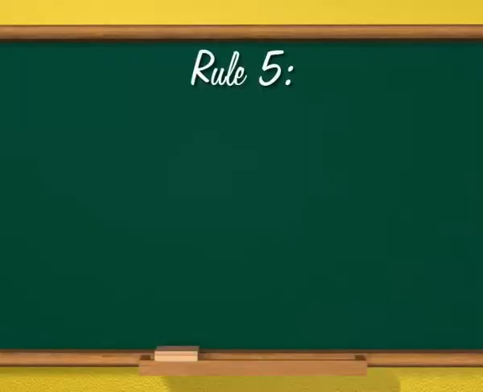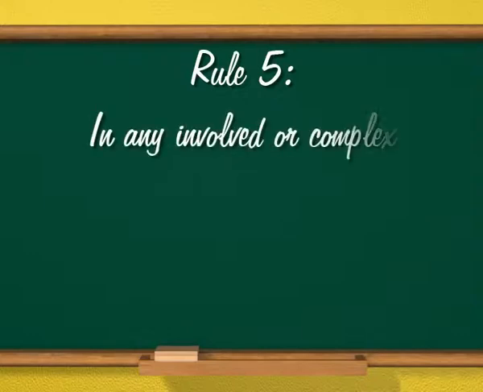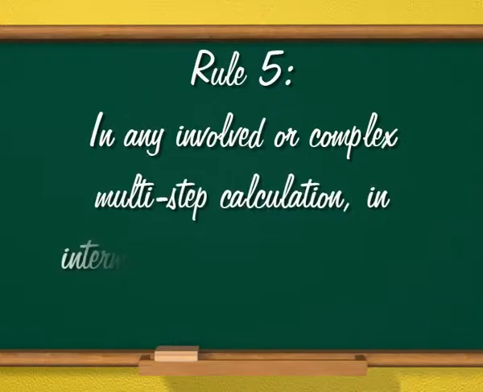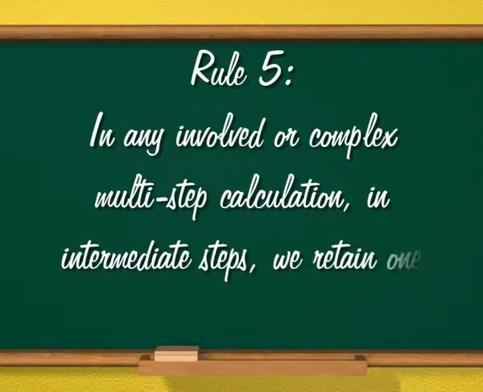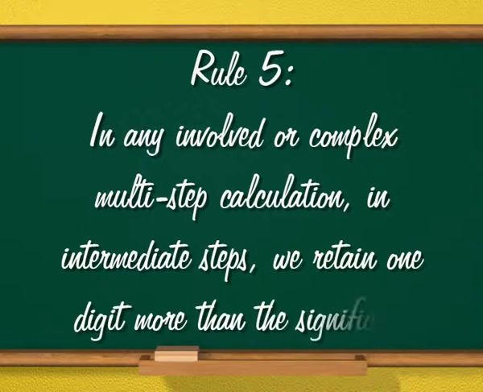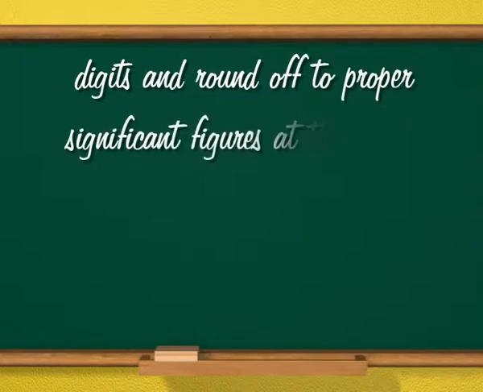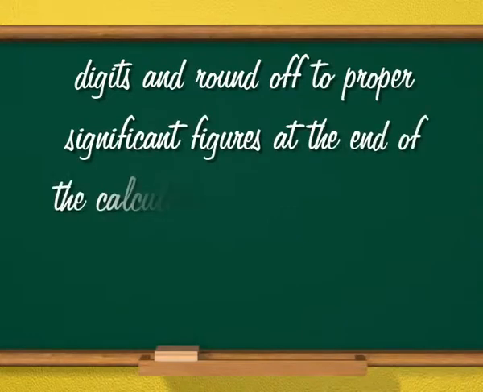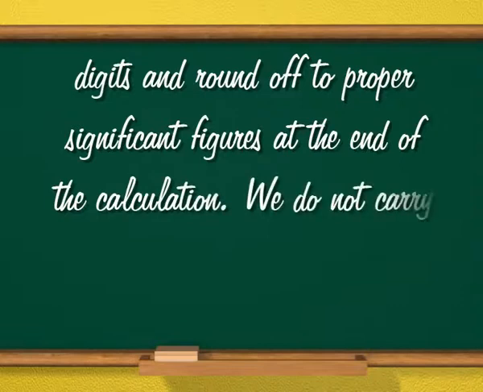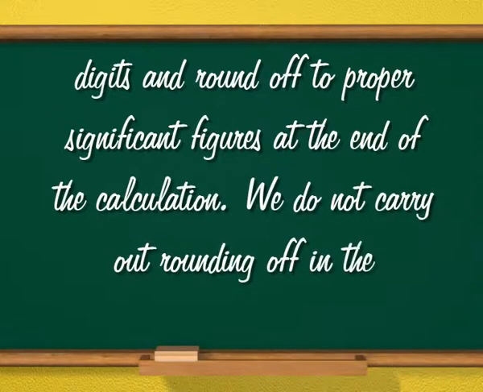Rule 5 says, in any involved or complex multi-step calculation, in intermediate steps, we retain one digit more than the significant digits and round off to proper significant figures at the end of the calculation. We do not carry out rounding off in the intermediate steps.